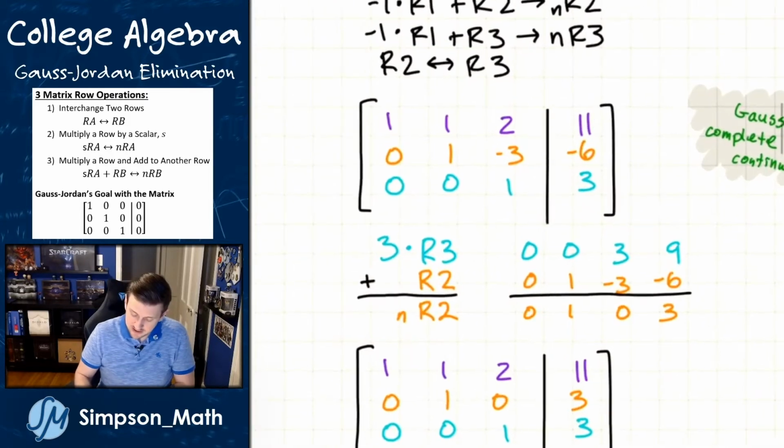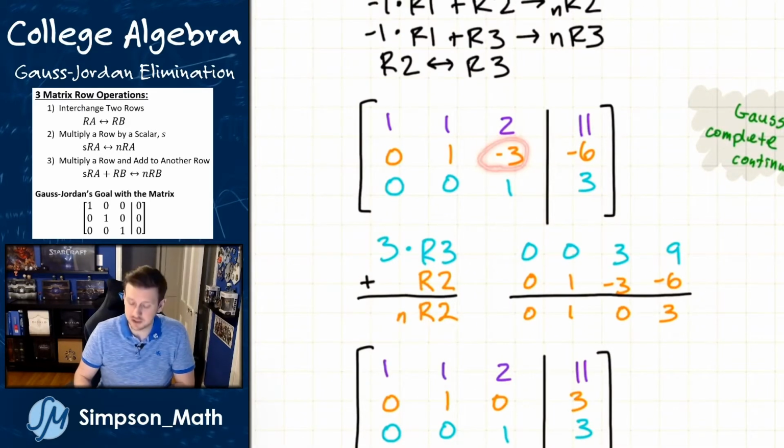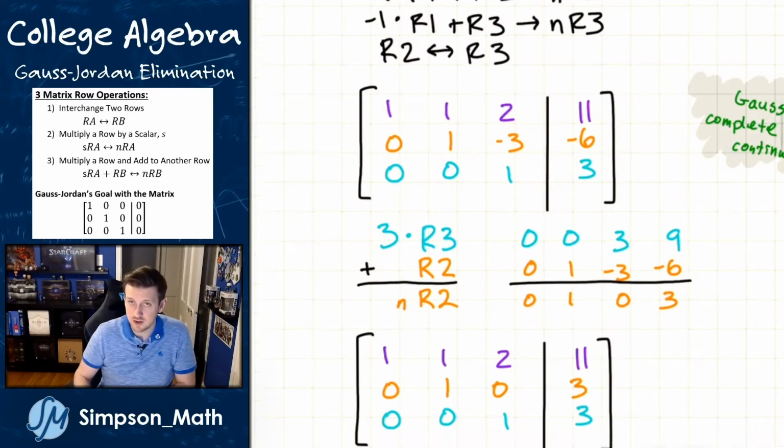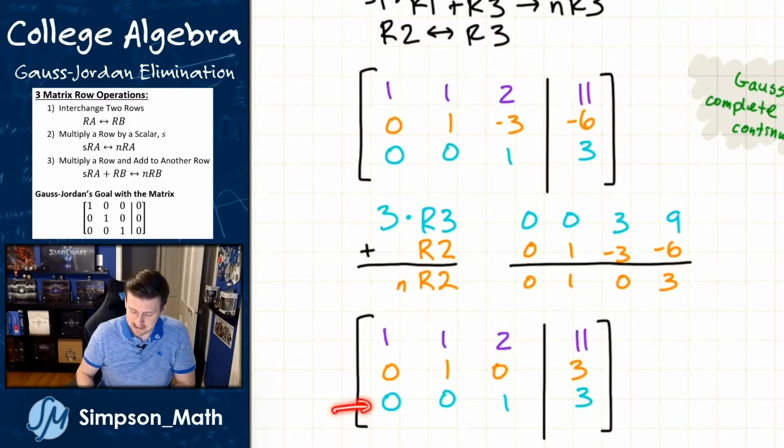So notice that this is a negative 3, so if I could just add 3 to that negative 3, I'll get a 0. So if I multiply row 3 times 3, then I'll end up with 0, 0, 3, 9. And I add that to row 2, and I get 0, 1, negative 3, negative 6. Add them together, and I get 0, 1, 3 plus the negative 3 is 0, 9 plus the negative 6 is 3. And again, reminder, this is new row 2. So now row 2 has changed. Row 3 stayed the same, but row 2 is now 0, 1, 0, 3.